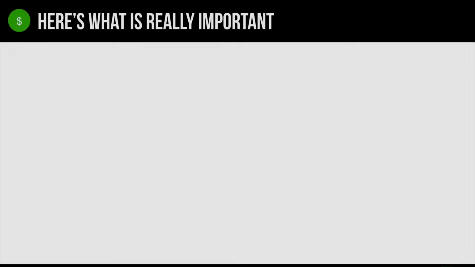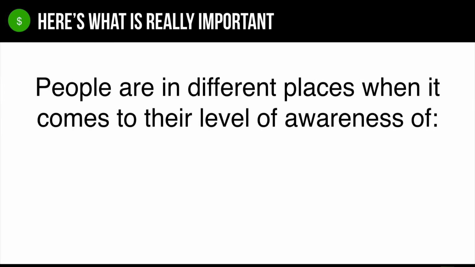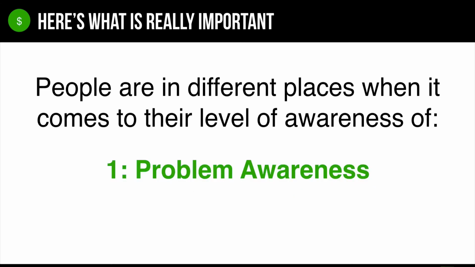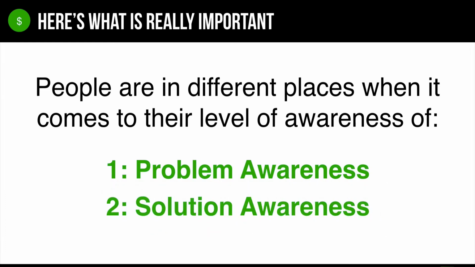Okay, so here's what's really important to get here. Different people are in different places when it comes to their levels of awareness of two things. Number one, their level of awareness of their problem. And number two, their level of awareness of your offer, meaning what you sell. This is one of the most fundamentally important things to know about digital marketing, and something a lot of people are missing. So really get this. Again, people are at different levels of awareness of their problem, which they're trying to solve, and your offer, which of course is the solution to their problem.